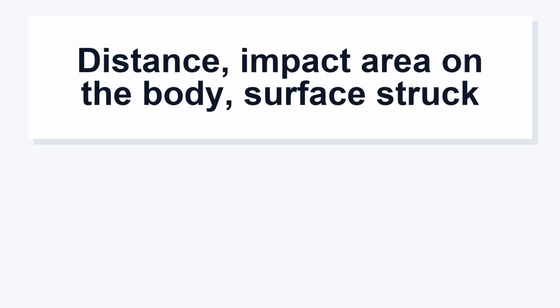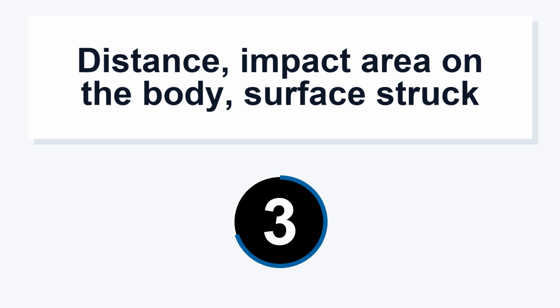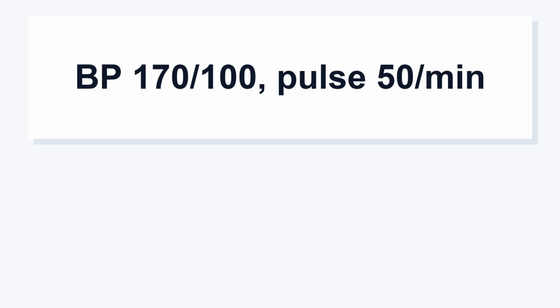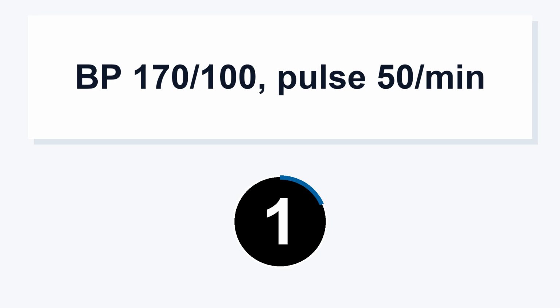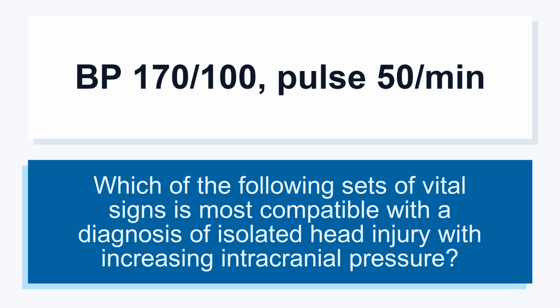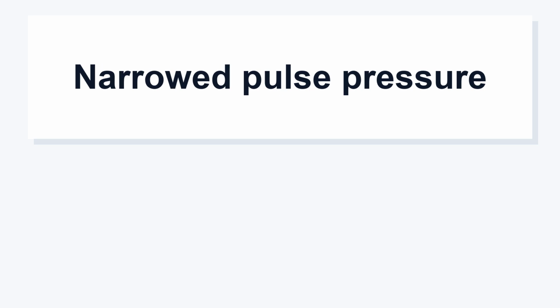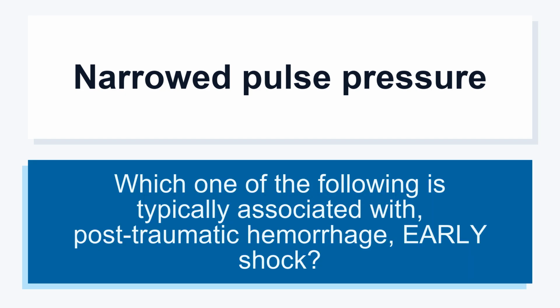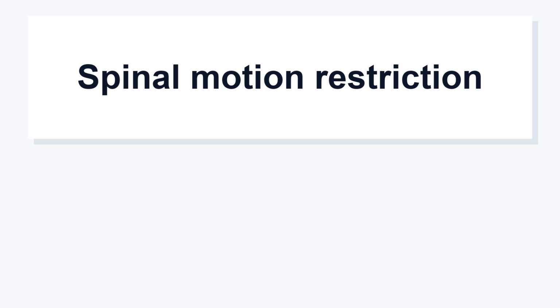Distance, impact area on the body, surface struck. What are the most important factors in determining injuries sustained in a fall? BP 170/100, pulse 50/min. Which of the following sets of vital signs is most compatible with a diagnosis of isolated head injury with increasing intracranial pressure? Narrowed pulse pressure. Which one of the following is typically associated with post-traumatic hemorrhage, early shock, spinal motion restriction?